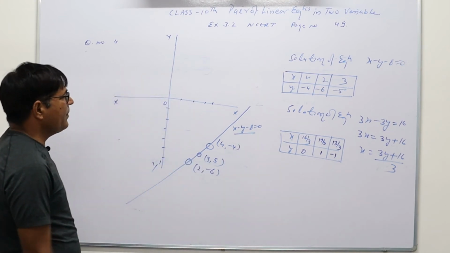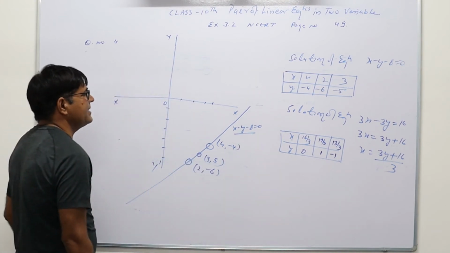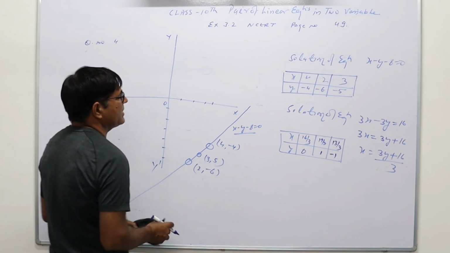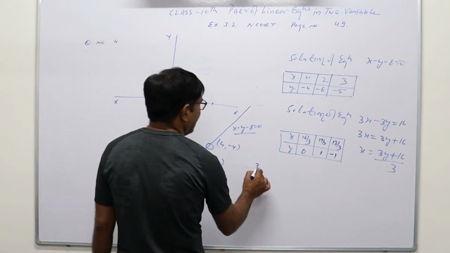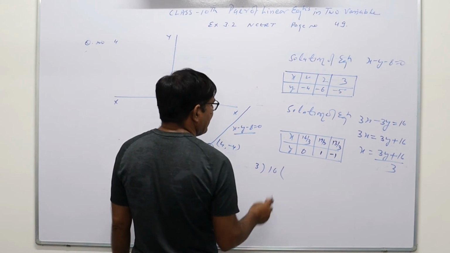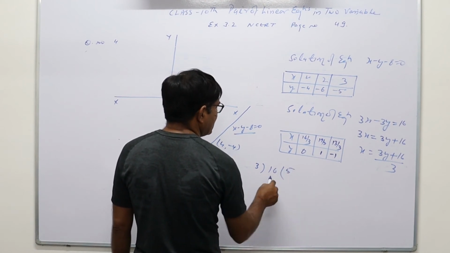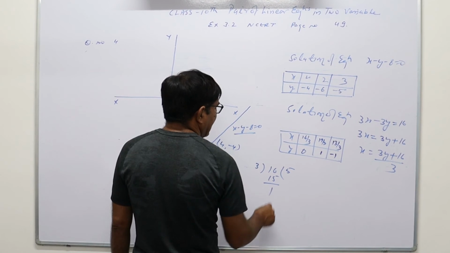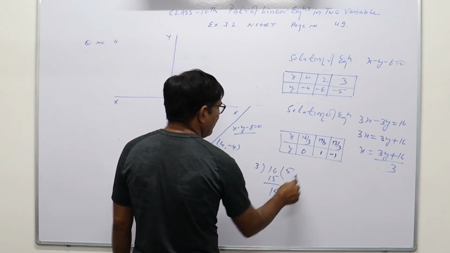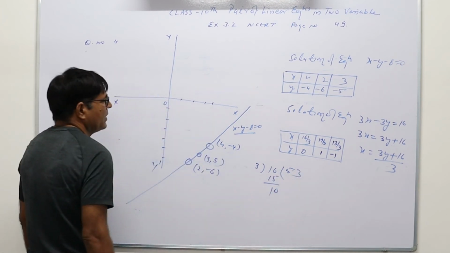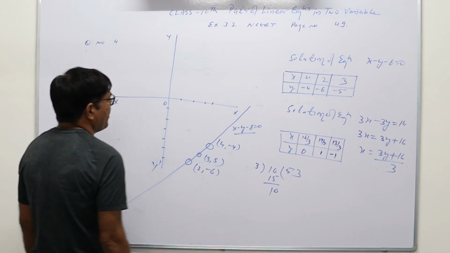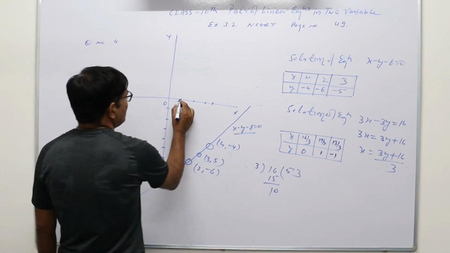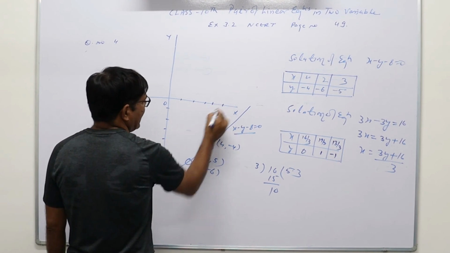Now to draw the graph of the second line, when x is equal to 16 by 3, 16 by 3 means simply you can divide 16 by 3, so 5 3s are 15 and carry 1, so 5.3 approximately. So when x is 5.3, x is 5.3 means 1, 2, 3, 4 and 5.